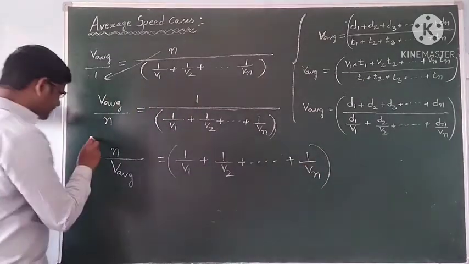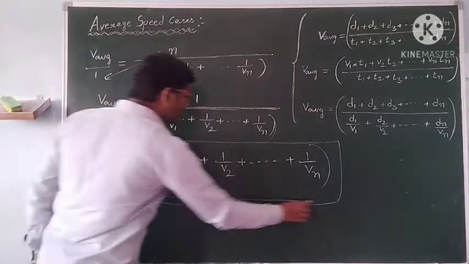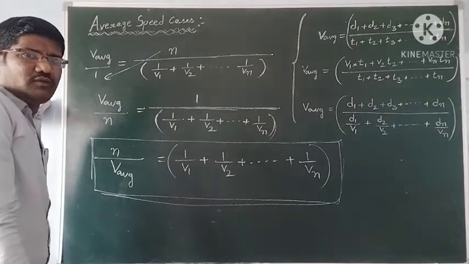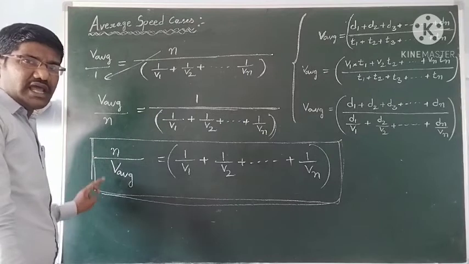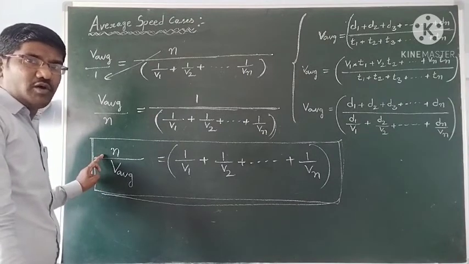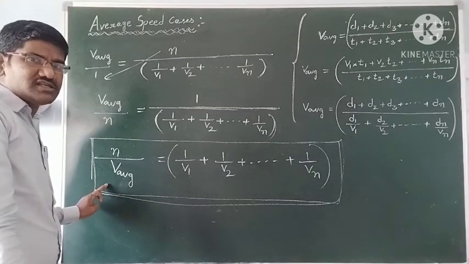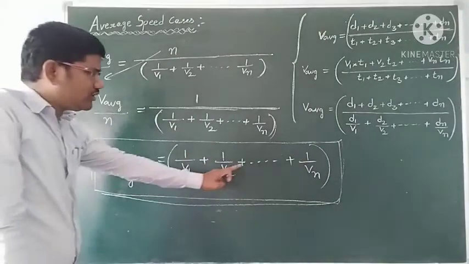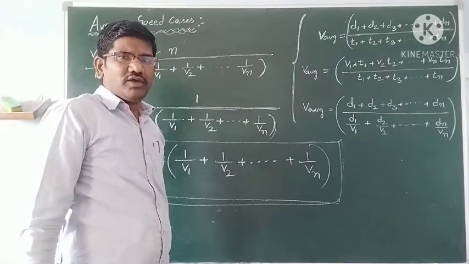So if an object covers equal distances with different speeds, then the formula is n by average speed equal to the number of equal distances. How many equal distances you have, you take that. N by V average is equal to 1 by V1 plus 1 by V2 plus so on plus 1 by Vn. This is the formula we have.